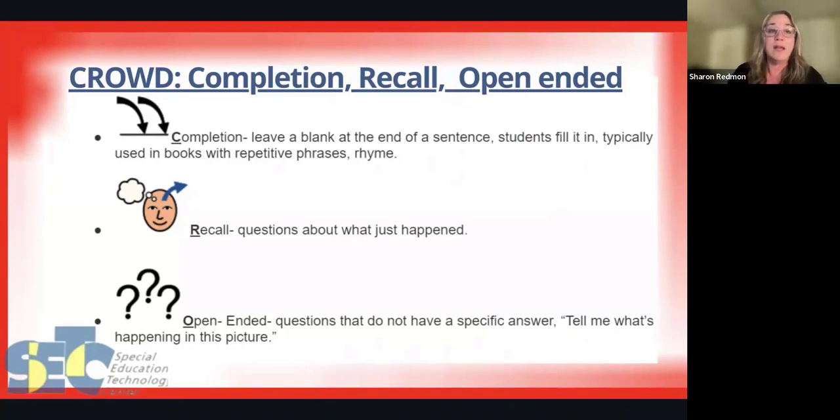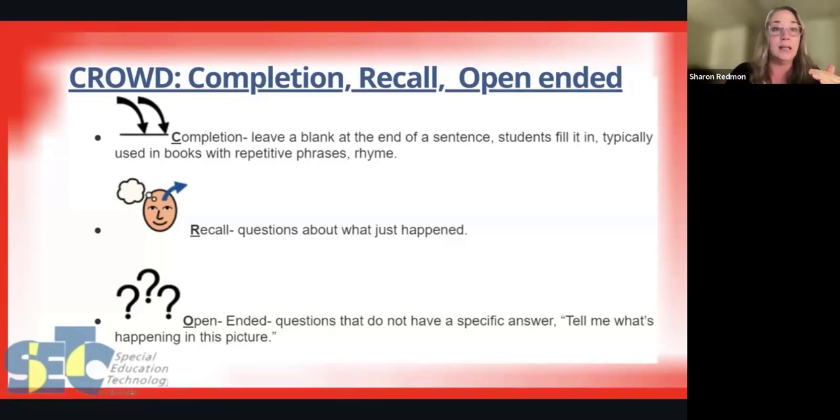Okay, so CROWD is an acronym, right? Because in special ed, we got to love our acronyms. So putting CROWD in the car. This is then an example, and what CROWD does is it gives you different levels of questions, right?